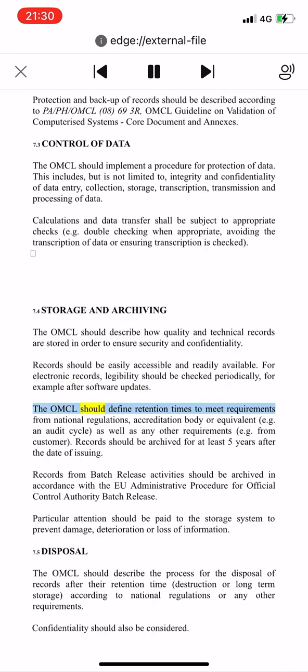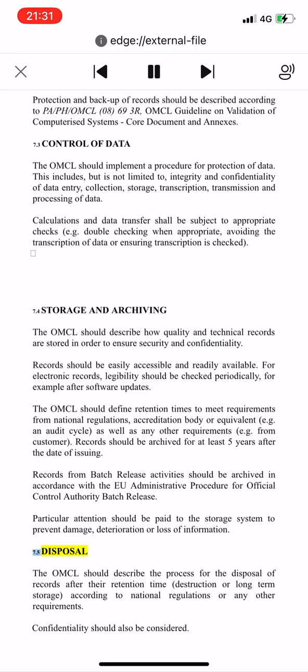The OMCL should define retention times to meet requirements from national regulations, accreditation body or equivalent, e.g. an audit cycle, as well as any other requirements, e.g. from customer. Records should be archived for at least 5 years after the date of issuing. Records from batch release activities should be archived in accordance with the EU Administrative Procedure for Official Control Authority batch release. Particular attention should be paid to the storage system to prevent damage, deterioration, or loss of information.